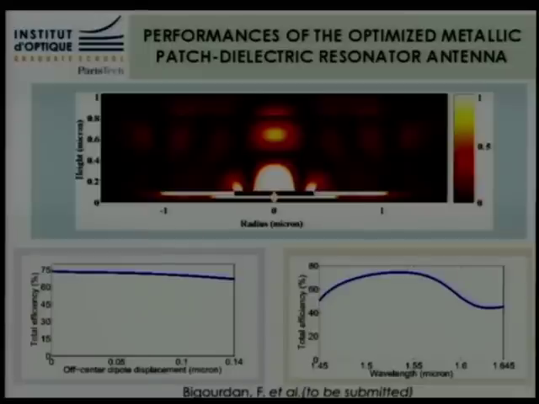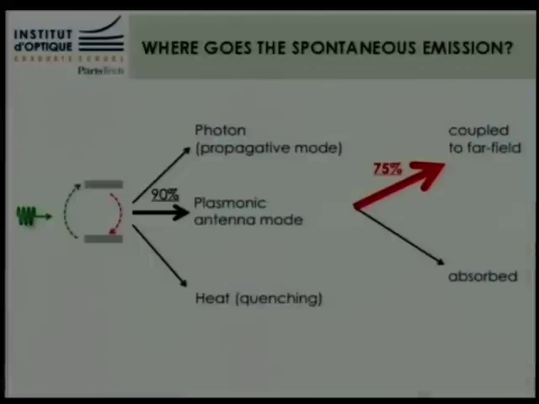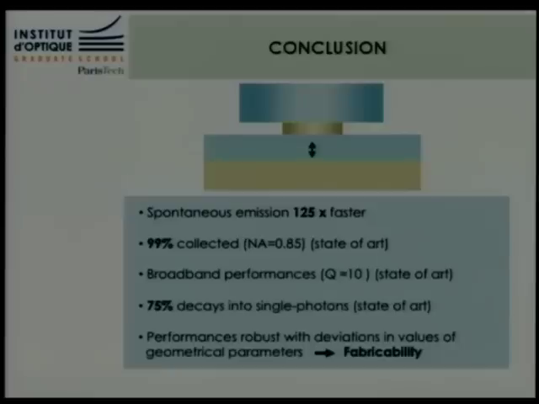And because of the width of the diameter of the cylinder, it's really directional, and so the total efficiency can reach 75%. This performance is weakly dependent on the off-centering of the dipole, which is suitable for fabrication. Also, it has broadband operation, which is suitable to work at room temperature. So now we've got 75% of the emitted power that goes to the far field.